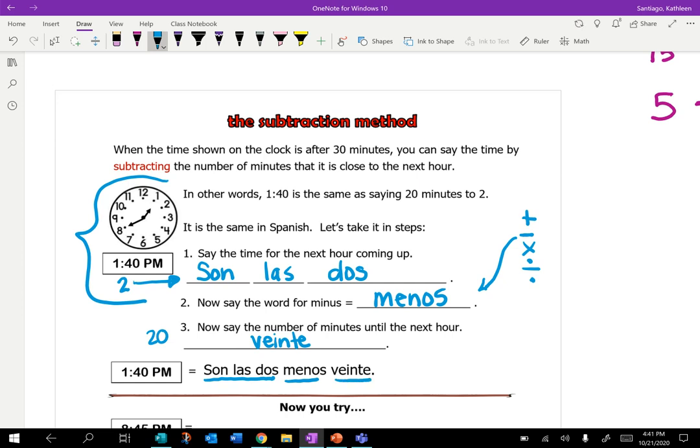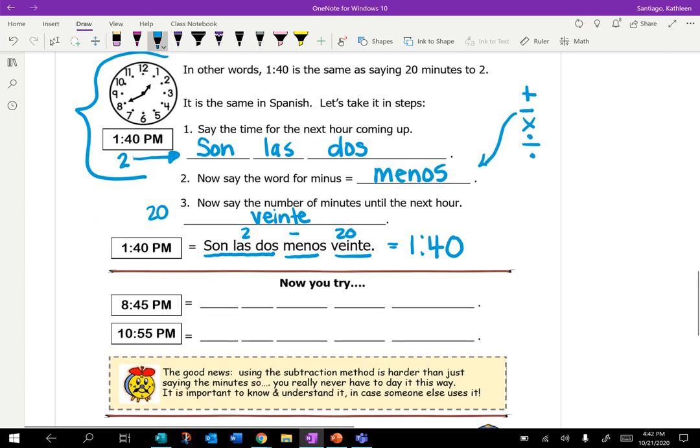So what I always think of when I see these sentences is I write above it, 2 menos 20, 2 o'clock minus 20 minutes is the same thing as 1:40. Okay, now you try. There are 2 sentences for you to practice with.